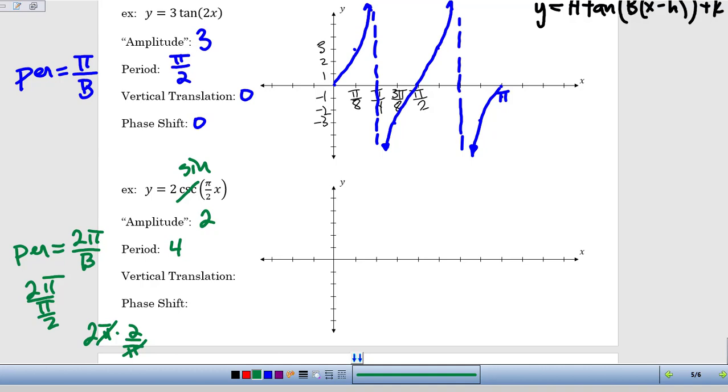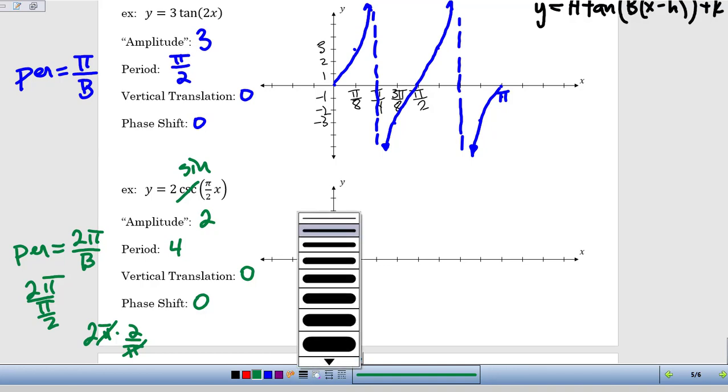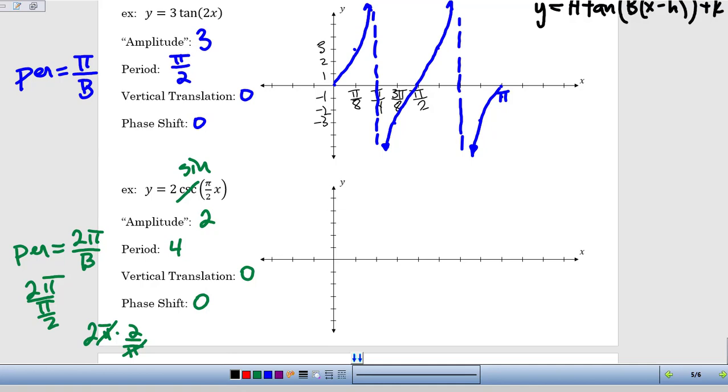There's no vertical translation. There's no number being added or subtracted at the end of it in that k position. And there's no phase shift. There's no number being added or subtracted inside of the function. So we can go ahead and sketch our sine wave. So that means we have to label up our x-axis. So I'm going to go to the fourth tick mark, label that with a 4. Means halfway is 2, so that means we're counting by 1s.